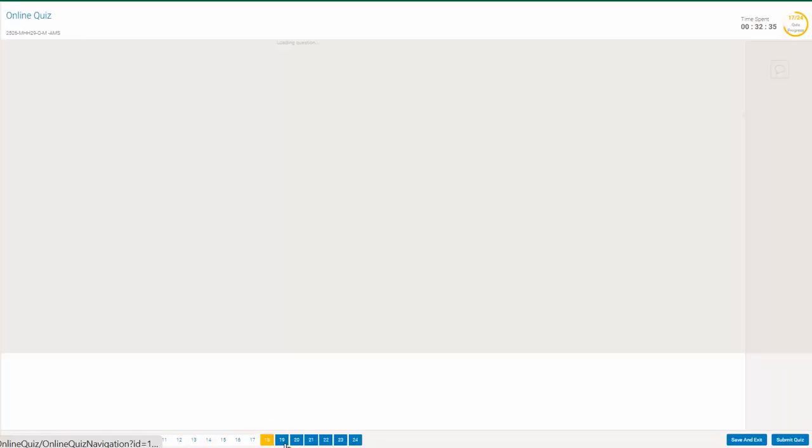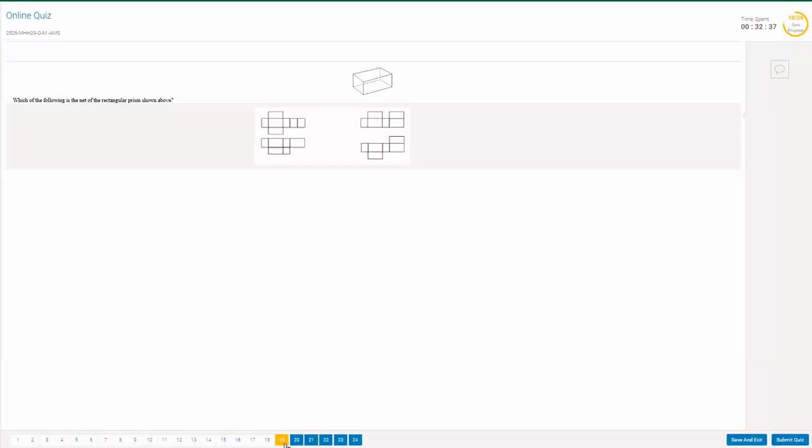Okay. Which of the following is not a net prism? This one. Okay. Now, how many edges does it have? 9. I hope the edges and the faces are clear to you. Let's go to the next one.